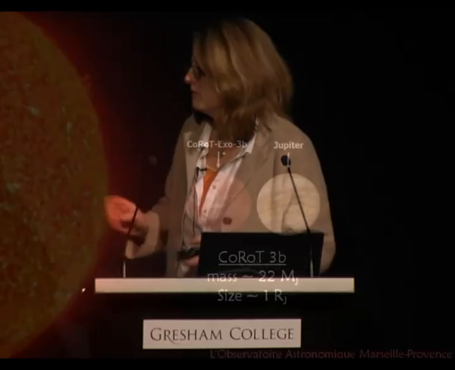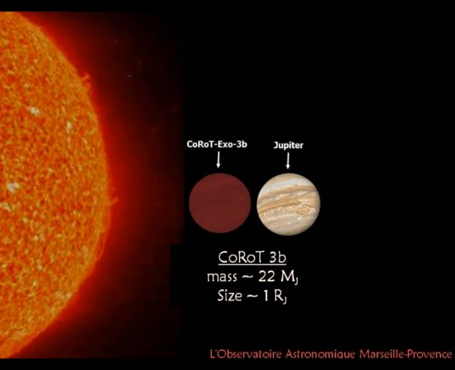You know, two extremes. This is Corot 3b. It's a size similar to Jupiter. It's got a mass 22 times greater. That means you work it out something like 2.5 times the density of lead. At the surface of this planet, you've got a surface gravity that's 50 times greater than the Earth. Again, very extreme, dense object.